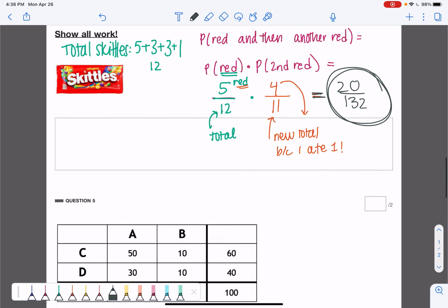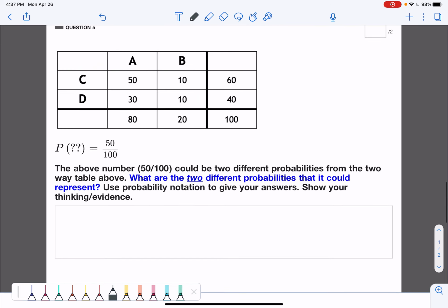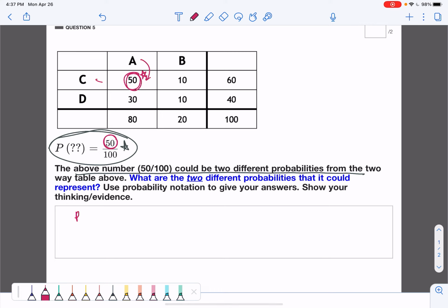Last question. Here's a two-way table. Here's an unknown probability. This number could be 2 different probabilities. So what are the 2? Here's a number 50, here's a number 50. So this red 50 means the probability of A and C, especially because it's out of our total.